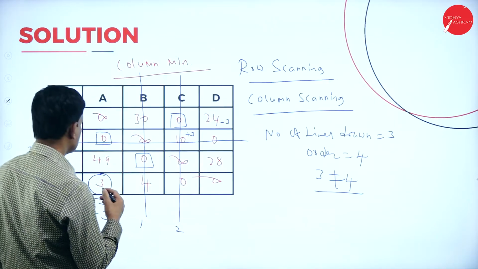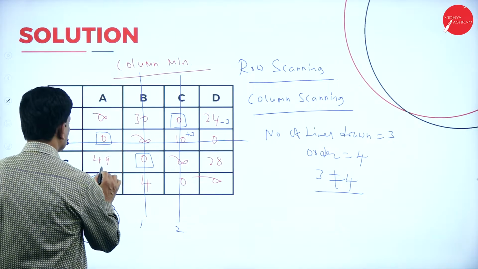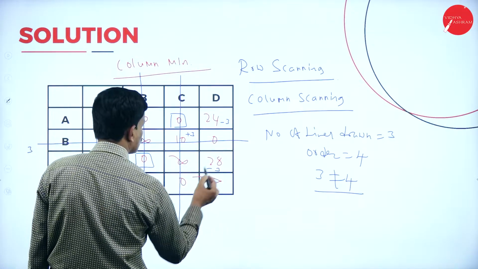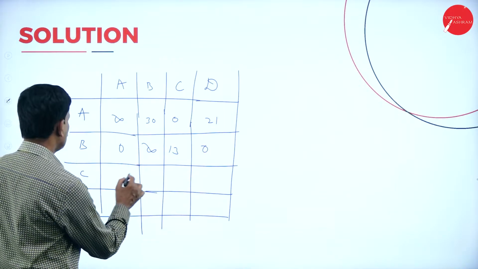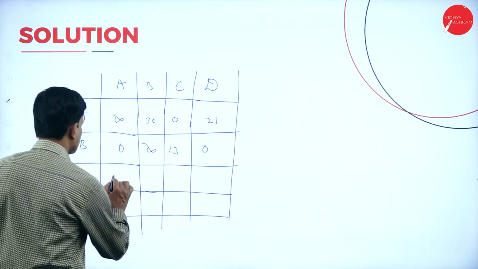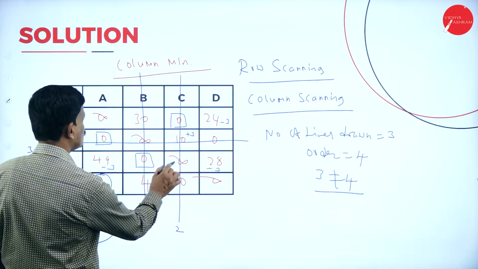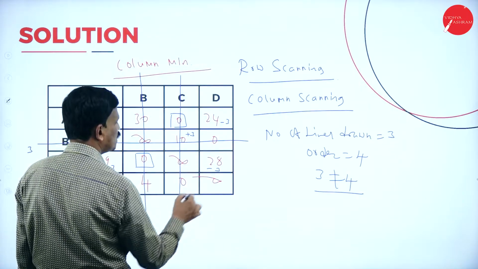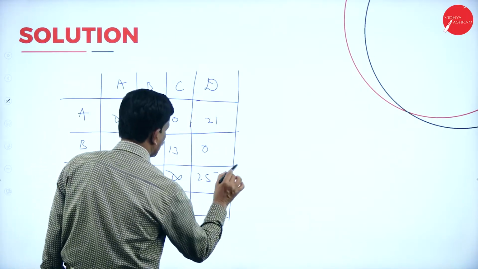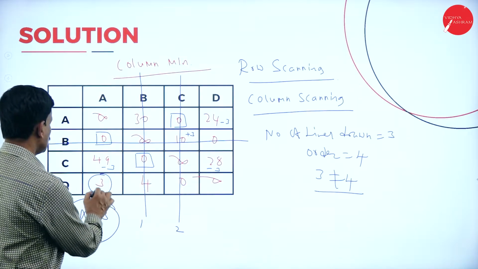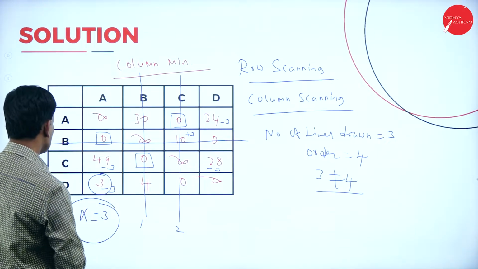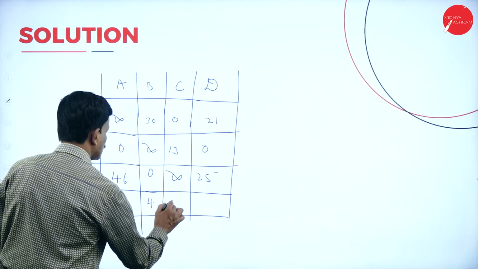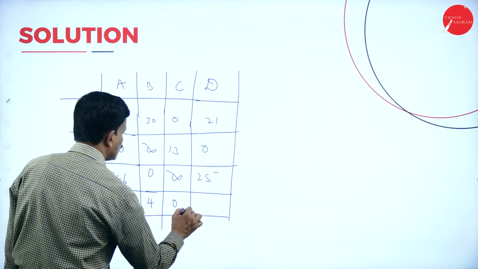Next, here you can subtract 3 and this is as it is. 49 minus 3 is 46. This is 0 as it is, infinity, 0, infinity, and 28 minus 3 is 25. And the last row, in the last row, you can subtract 3 here. 3 minus 3 is 0, right? Then 4 as it is, then 0 as it is, and infinity as it is.